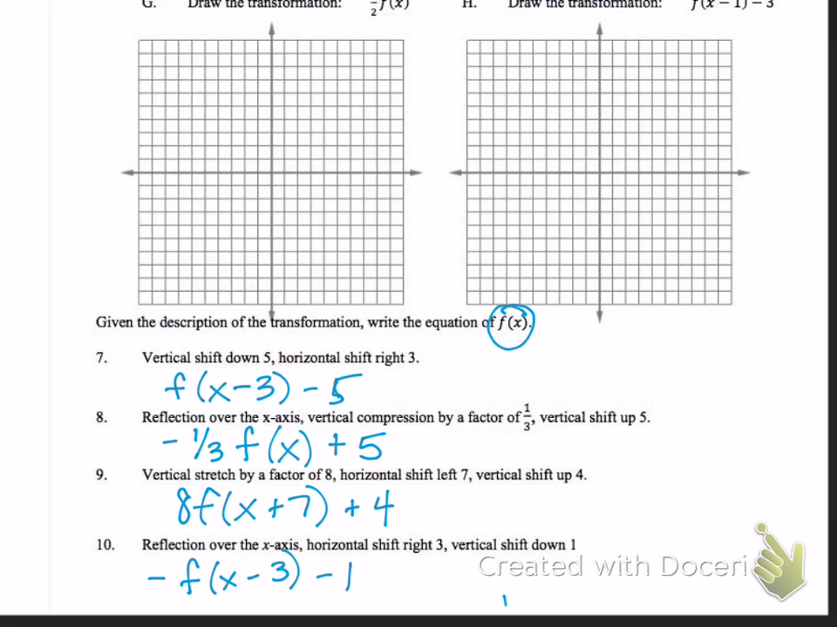Okay, so with number 10, reflection over the x-axis, that means it's a negative. Goes right 3, so I take the opposite sign for inside the parentheses, and then it goes down 1.